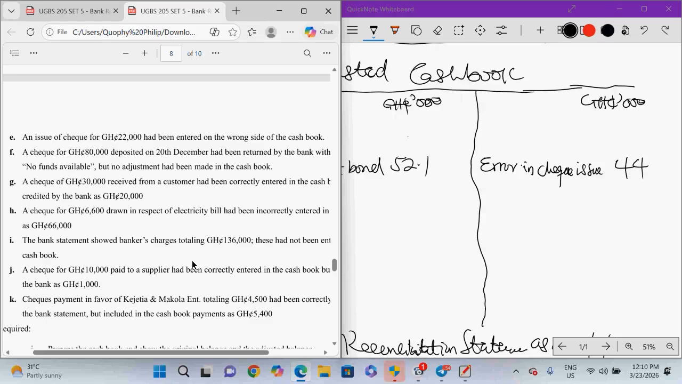A check for 80,000 deposited on 20th December has been returned by the bank with no funds available, but no adjustment has been made in the cash book.